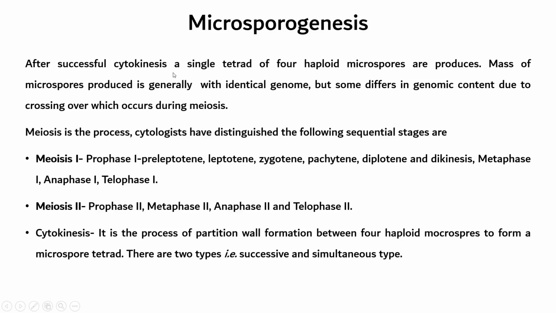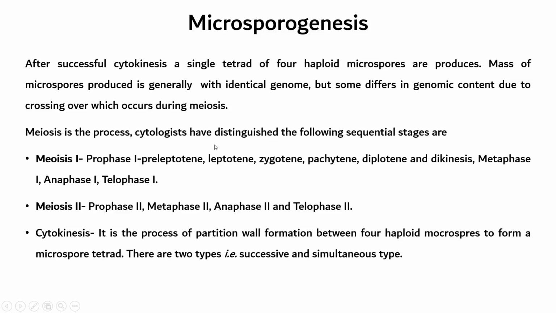After successful cytokinesis, a single tetrad of 4 haploid microspores is produced. Most of the microspores produced generally have an identical genome, but some differ in genomic content due to a significant mechanism during meiosis, that is crossing over.